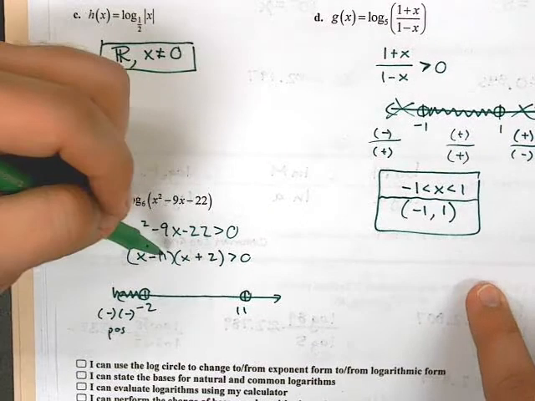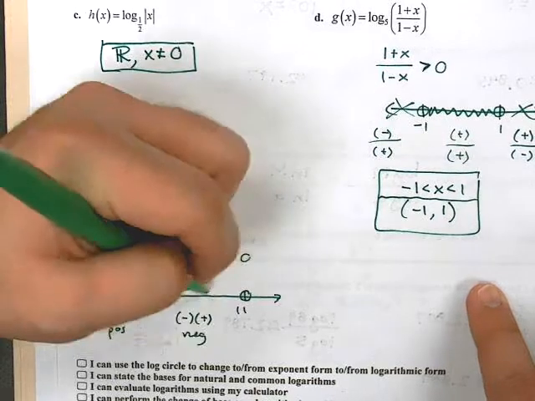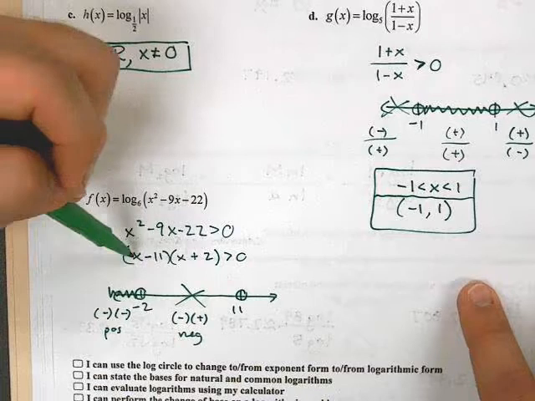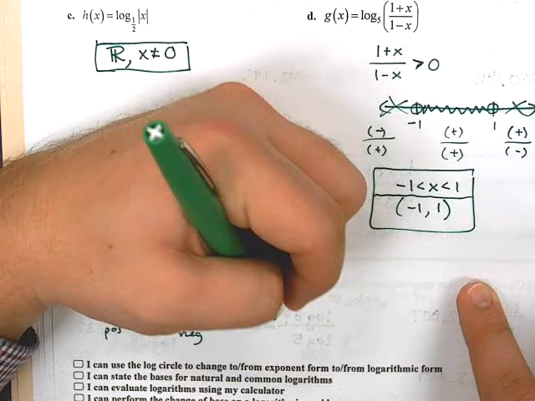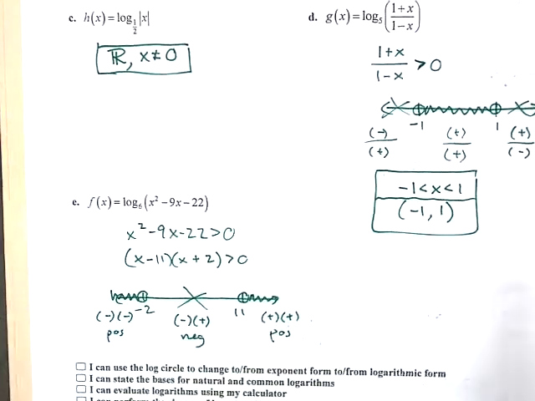Plug in 0. Negative and positive. So negative, positive, that's negative. I do not want that section. How about 15 for the right side? 15 would be a positive and a positive. So positive, and I do want that. So now I know where I would shade.